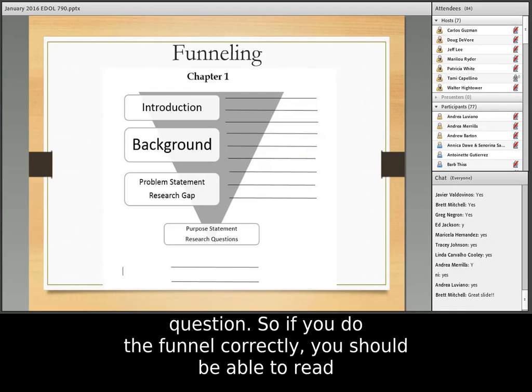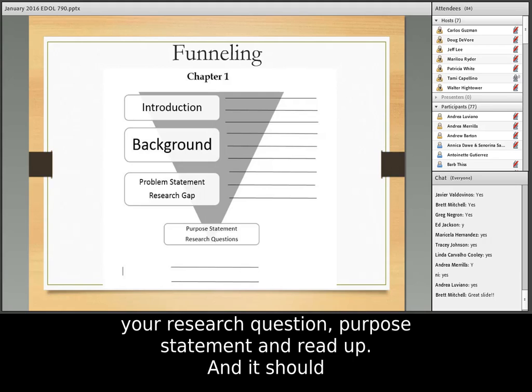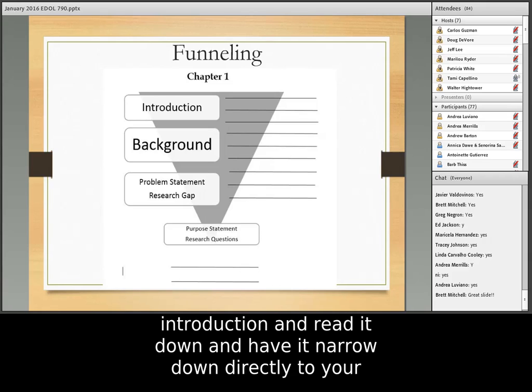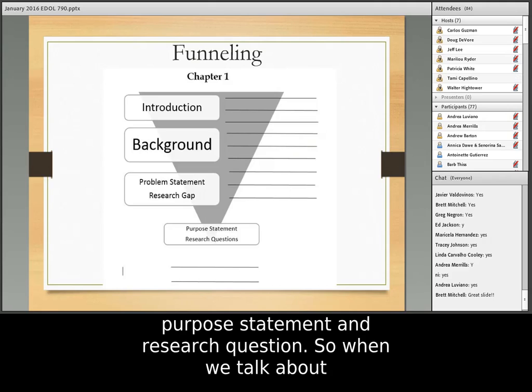So if you do the funnel correctly, you should be able to read your research questions, purpose statement, and read up, and it should create a line of logic, and you should be able to start at the top at introduction and read down and have it narrow directly to your purpose statement and research questions.